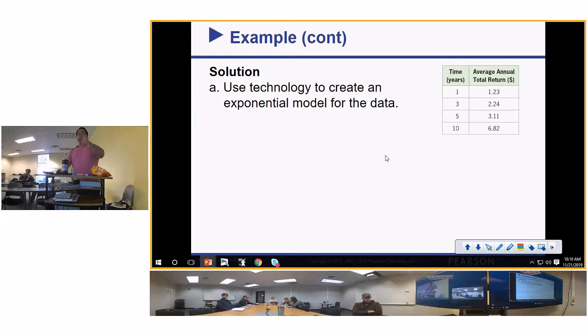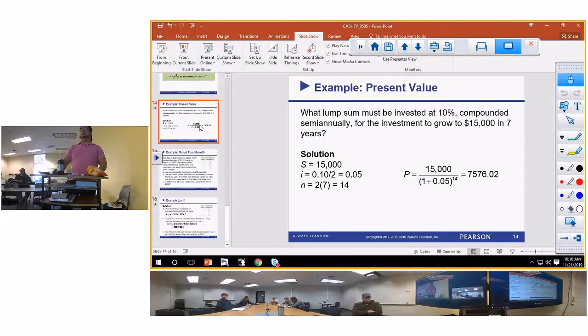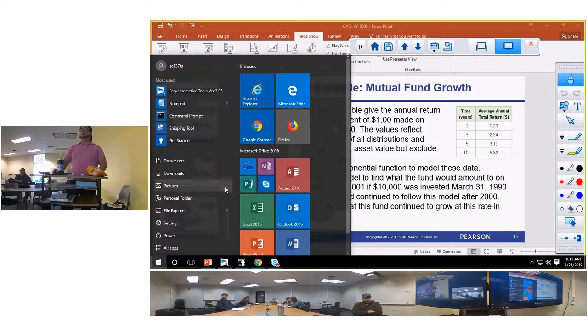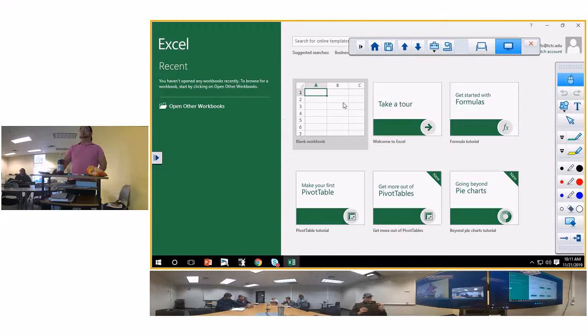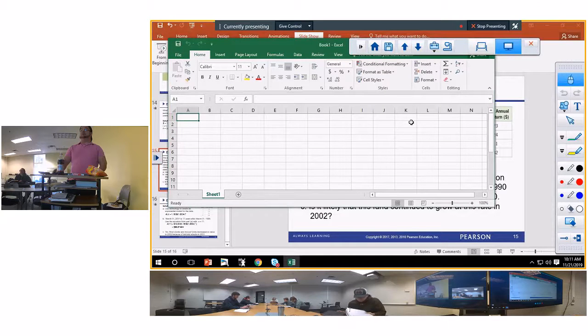Use technology to create an exponential model. Now, this we will get into next semester. You can actually do this on the calculator. Oops, shoot. Hold on, let me get back. Did we do that one? Yep. Okay, let's do this one. I'm going to pull up my handy dandy Excel spreadsheet. Now, Pendleton, you need to get your laptops out. Of course, some of y'all already have them out. So let's go ahead and pull your Excel spreadsheet up. And I'll make it small.